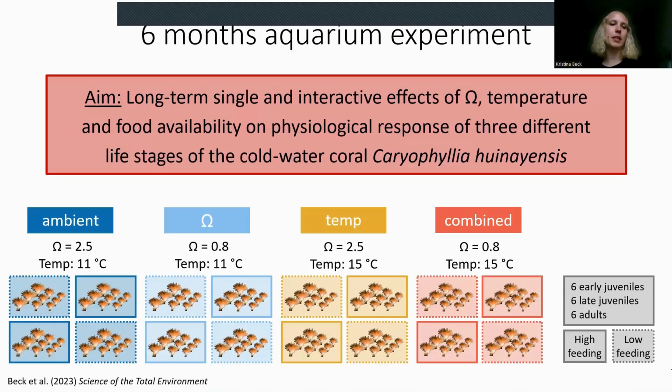So I had 4 different treatments: one ambient or control treatment, one aragonite undersaturation treatment, one elevated temperature treatment, and then a combination of elevated temperature and reduced pH or reduced aragonite saturation. And for all of these 4 treatments, I had a high feeding and a low feeding treatment as well, as you can see here. And we've included 3 different life stages. We looked into the effects on early juveniles, late juveniles, and adult corals.